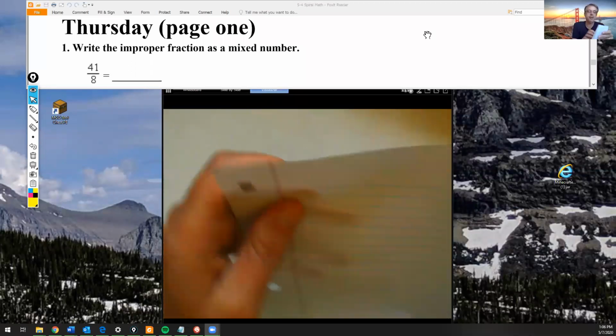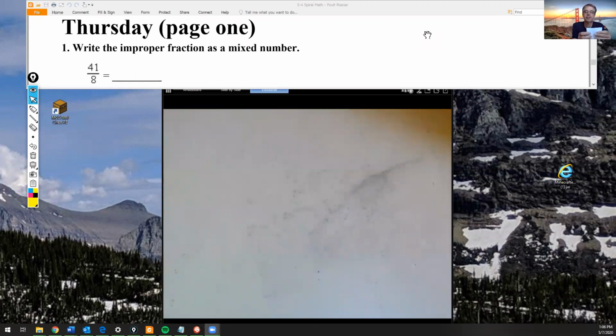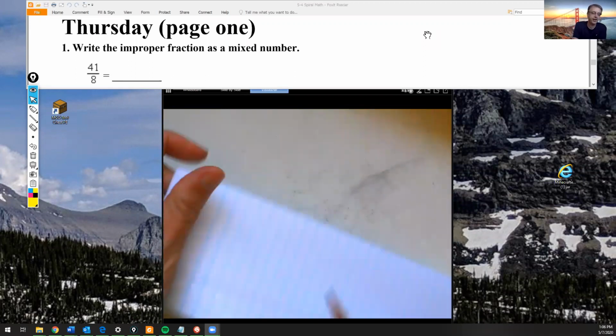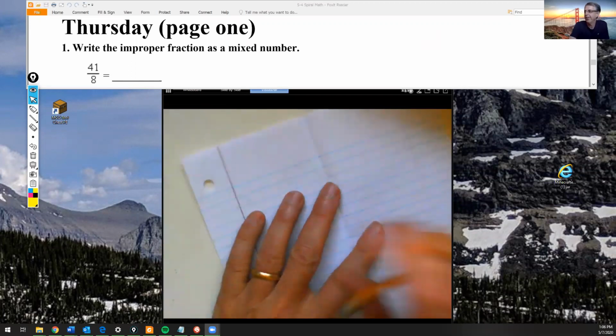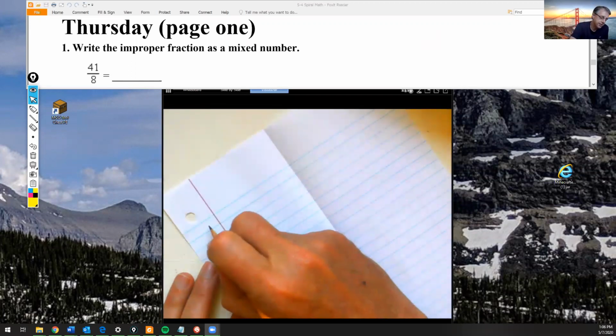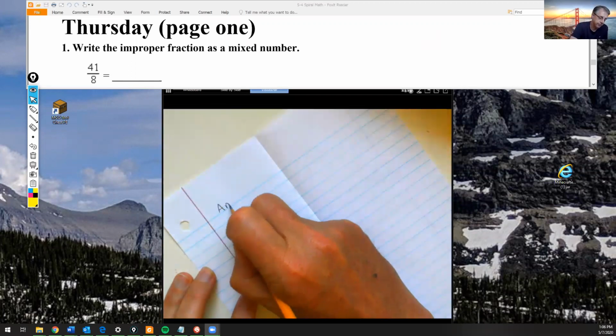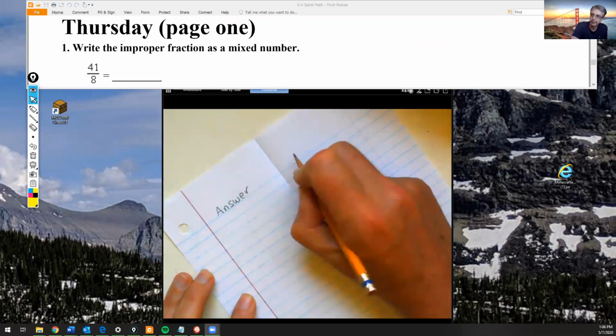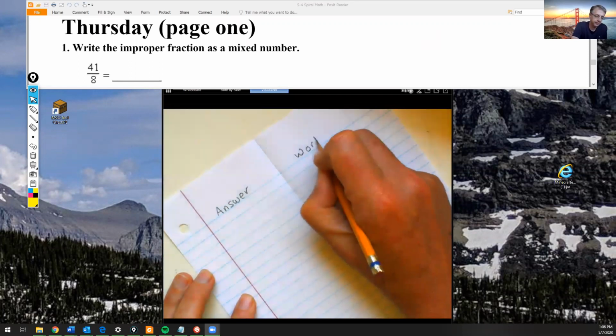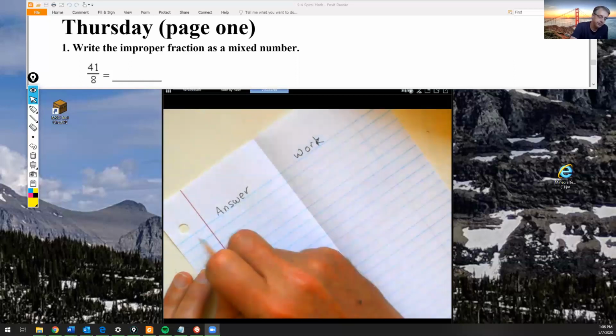I always like to keep my paper with the answers and work on different sides. It always helps to make sure that you can follow what I'm doing and it's less messy. So we'll put answers on the left and work on the right. And we'll start with number 1.